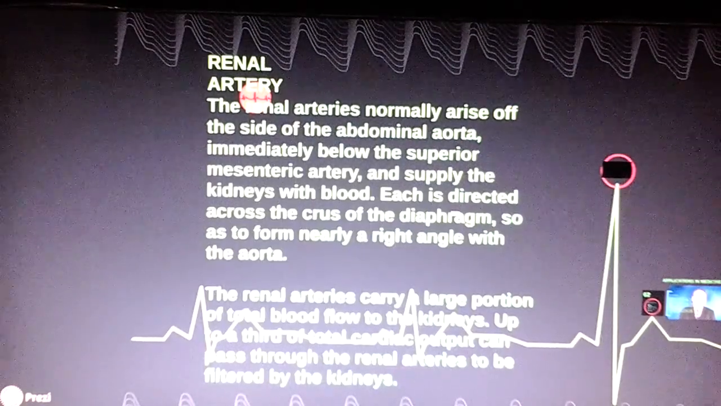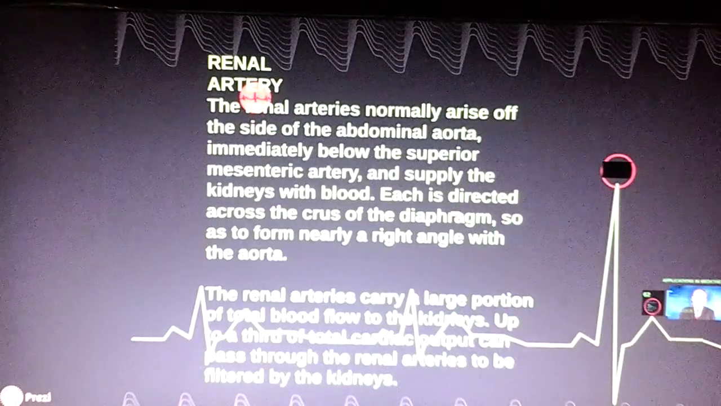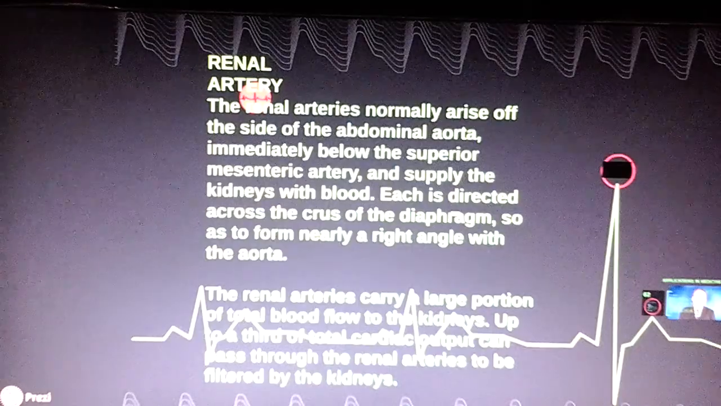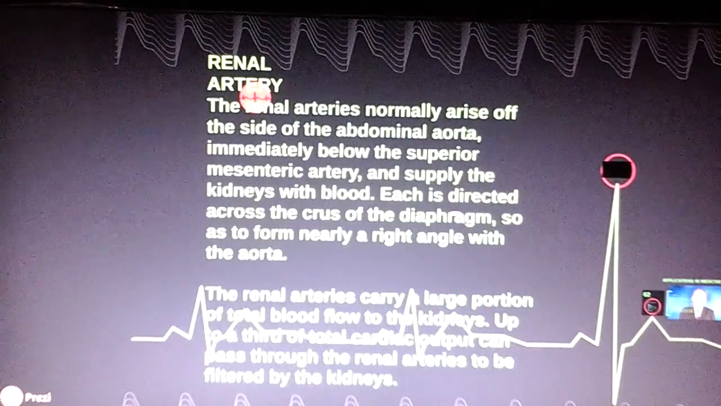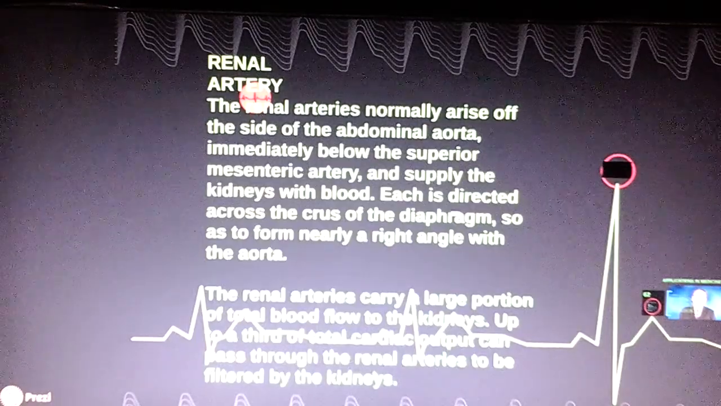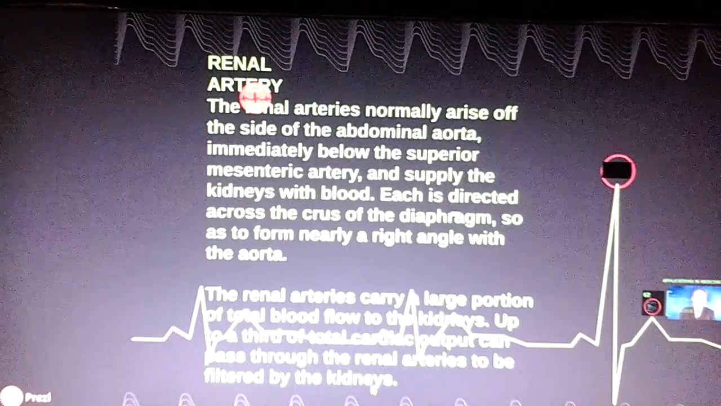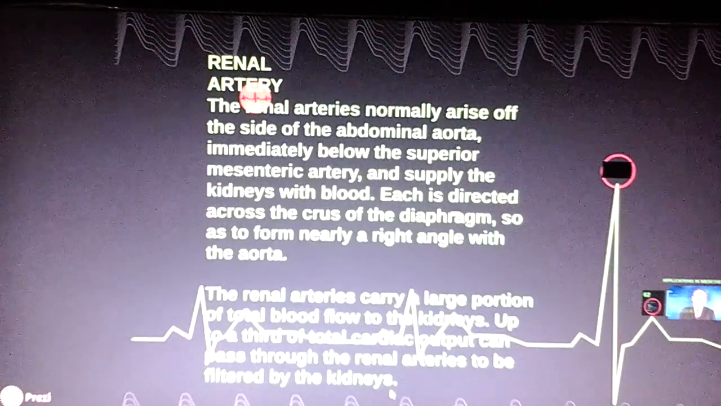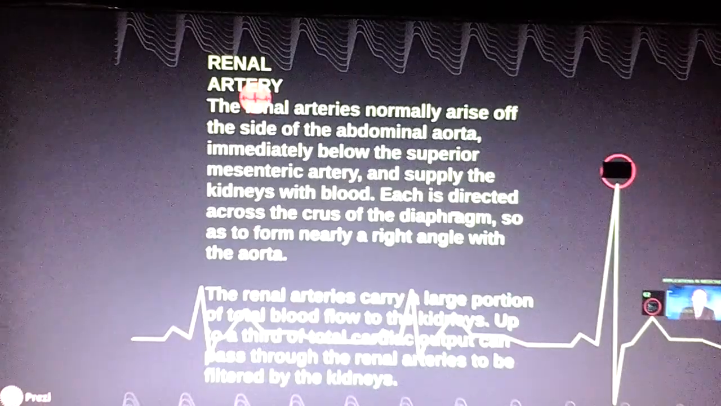The renal arteries carry a large portion of total blood flow to the kidneys. Up to a third of total cardiac output can pass through the renal arteries to be filtered by the kidney.